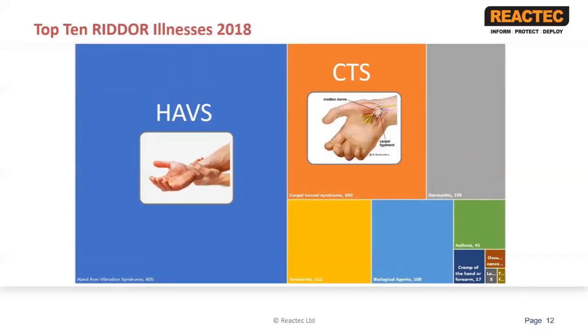Hand-arm vibration syndrome is a reportable disease in the RIDDOR system of the HSE. Looking at the statistics as recently as 2018, hand-arm vibration syndrome accounted for approximately 45% of all the cases reported. Carpal tunnel syndrome was a further fairly dominant percentage, albeit that not all carpal tunnel syndrome is caused by exposure to vibration.